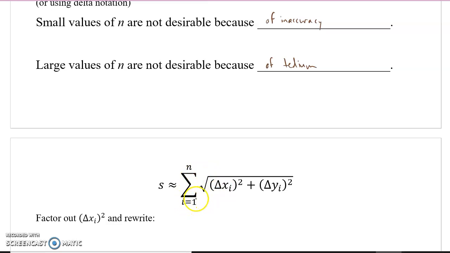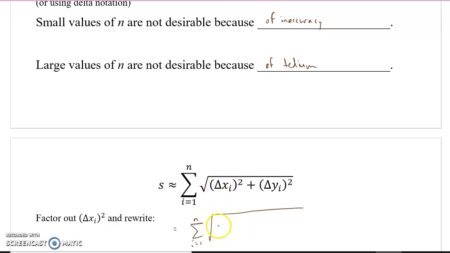So one thing we can try is we can factor out the delta x. I'm going to go ahead and factor out that delta x, not out of the sum, although if delta x is constant throughout, I suppose we could factor it out. But we're going to go ahead and factor out inside the square root still.